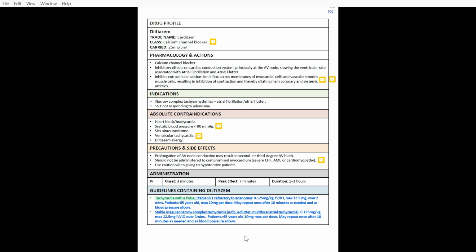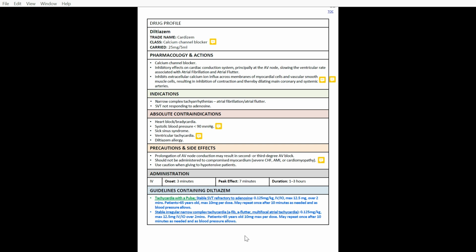Okay, so we give this for primarily those reasons, but we can also give this as listed here for stable SVT, refractory to adenosine, meaning if adenosine isn't working, our second line drug of choice would be Cardizem, and we would give 0.125 milligrams per kilogram, IV or IO, max of 12.5 milligrams over 2 minutes. Patients greater than 65 can only get a max of 10 milligrams per dose, and you may repeat this once after 10 minutes.